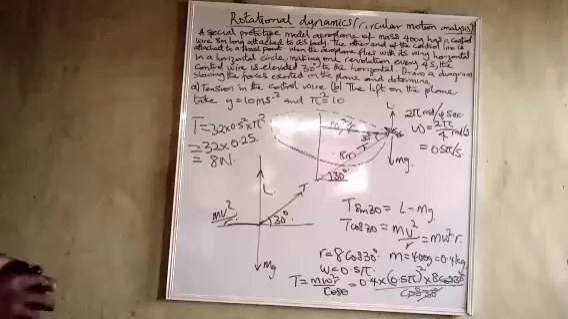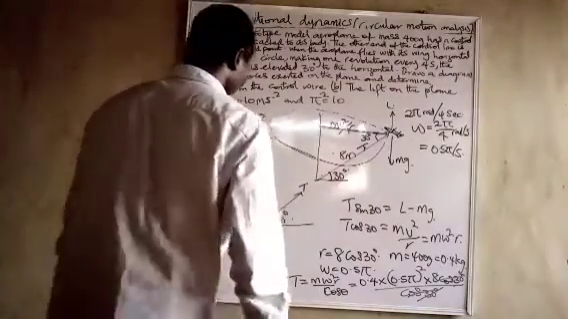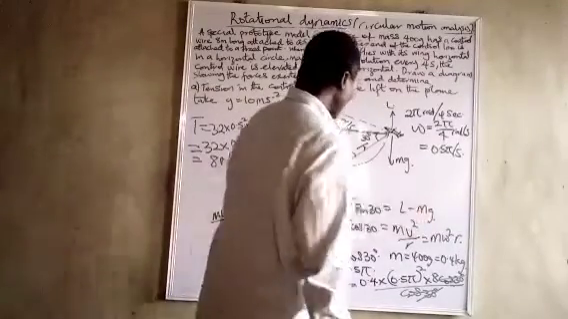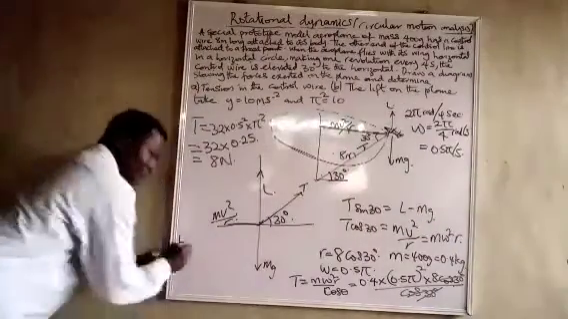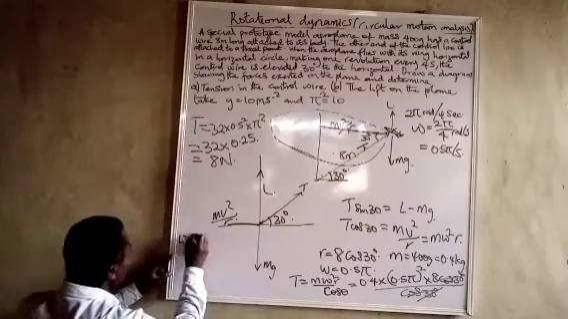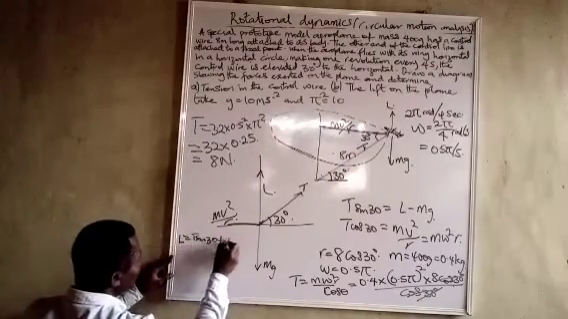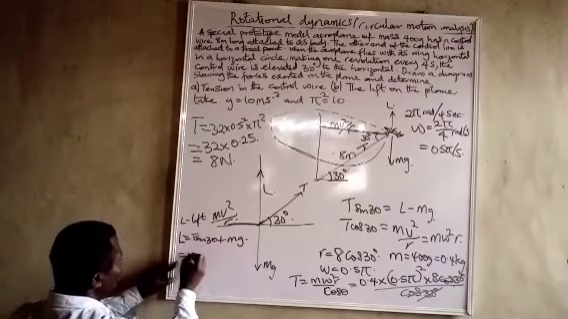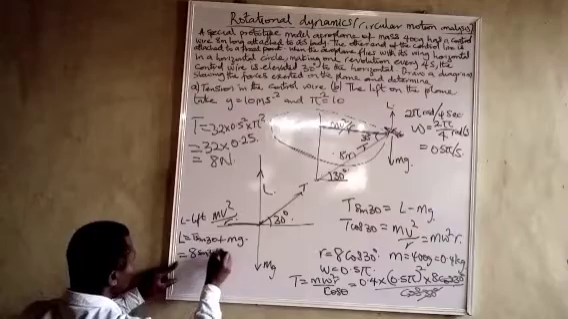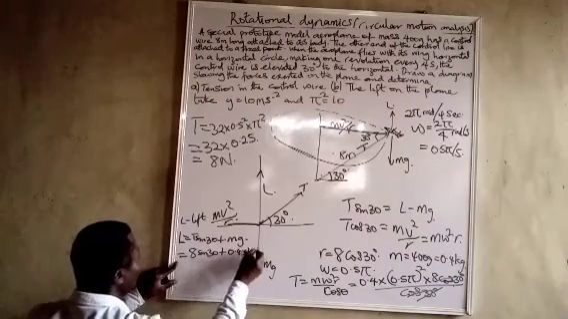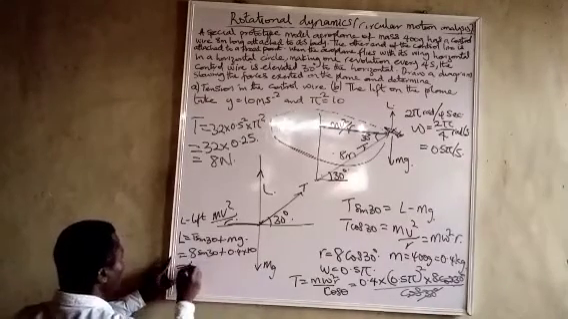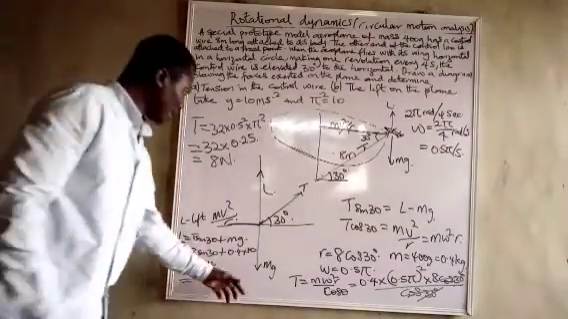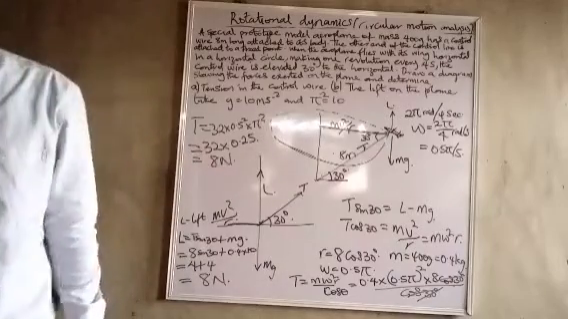Now let us find the lift. From what we have done here, L is the lift. And how do we find L? L will be equal to T sine 30 plus mg. That is the lift. Which is equal to 8 sine 30 plus 0.4 times 10. And this sine 30 is 4 when multiplied by 8. So 4 plus 4 is equal to 8 Newton. So the lift is 8 Newton. The tension is also 8 Newton.